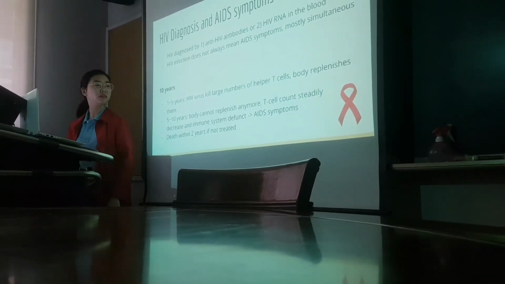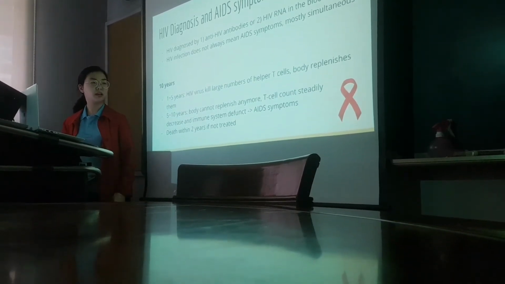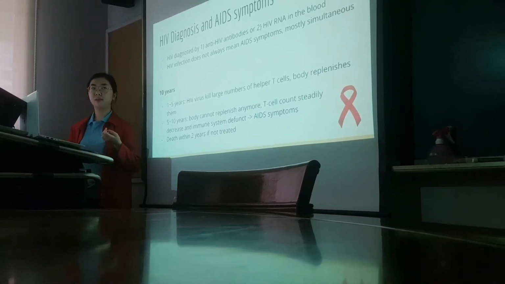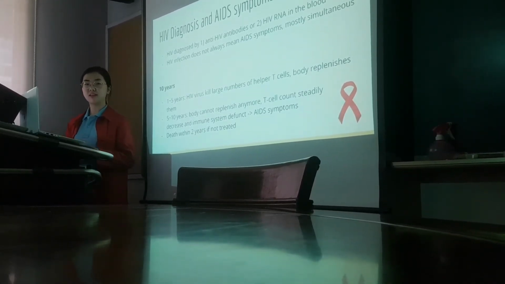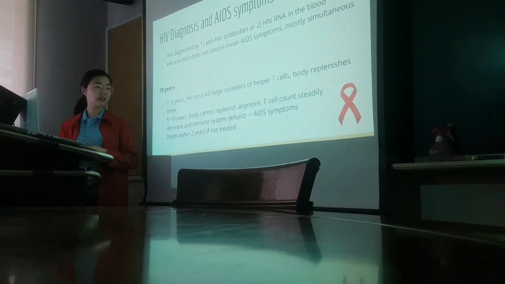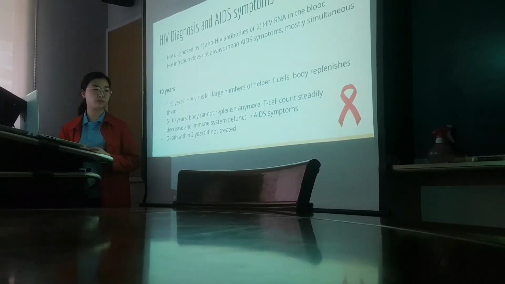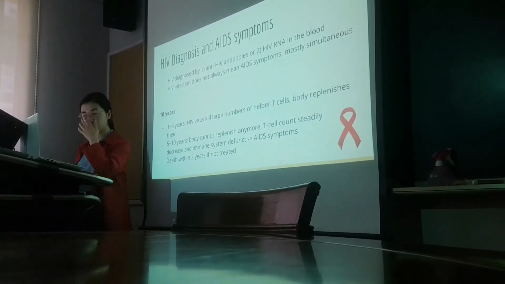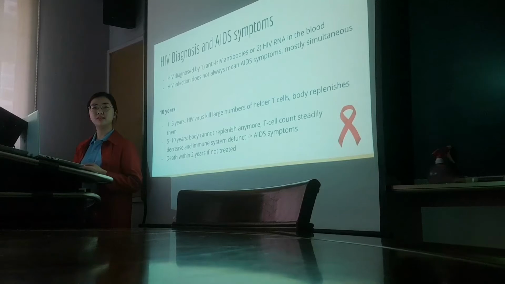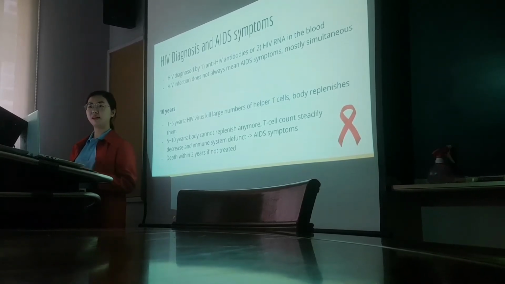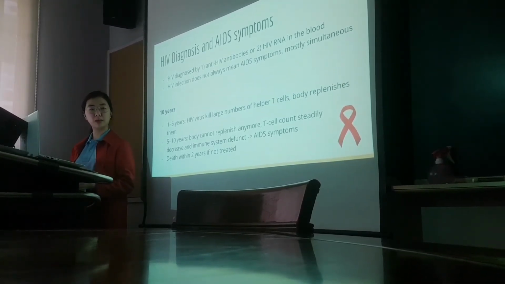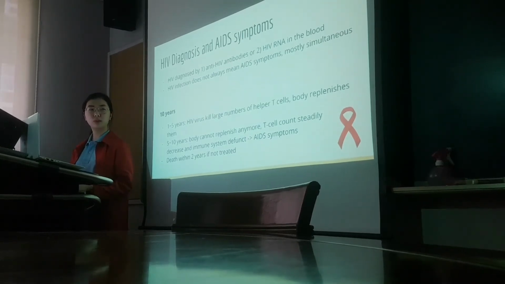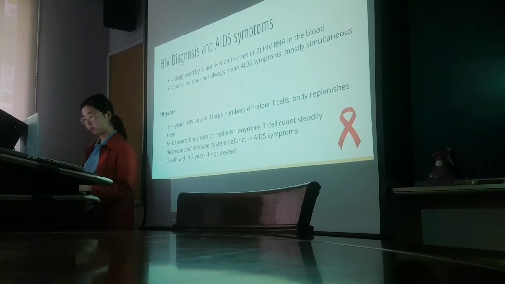So the body cannot replenish them anymore, and that leaves the B cells and cytotoxic T cells also pretty much useless. That leaves the immune system of the person defunct, and that results in numerous AIDS symptoms showing up. The symptoms include easy infection by viruses, bacteria, fungi, etc., accompanied by weight loss, lethargy, fever, and sometimes cancer. And as a result, if untreated, the person will die within the next 2 years.